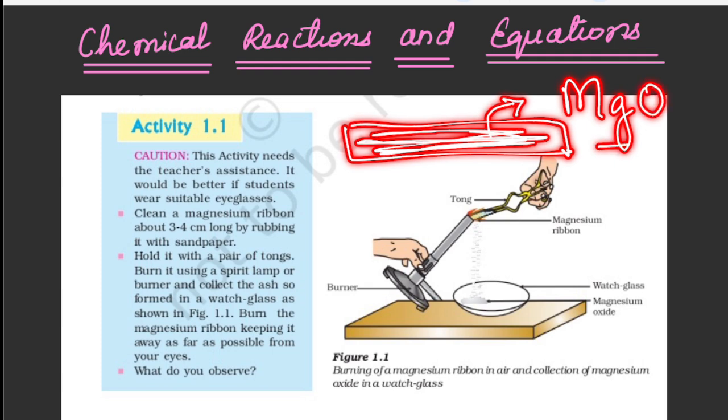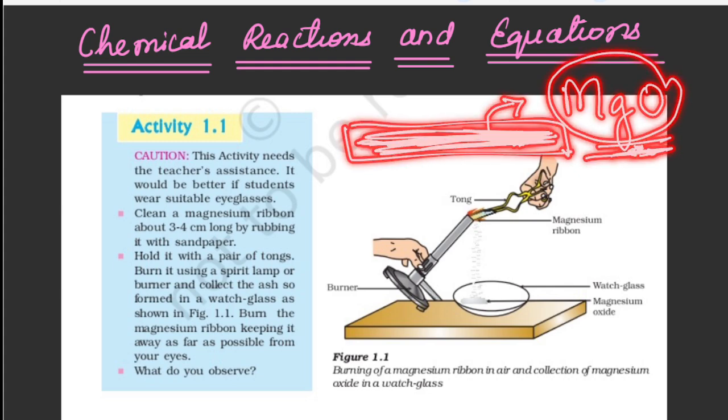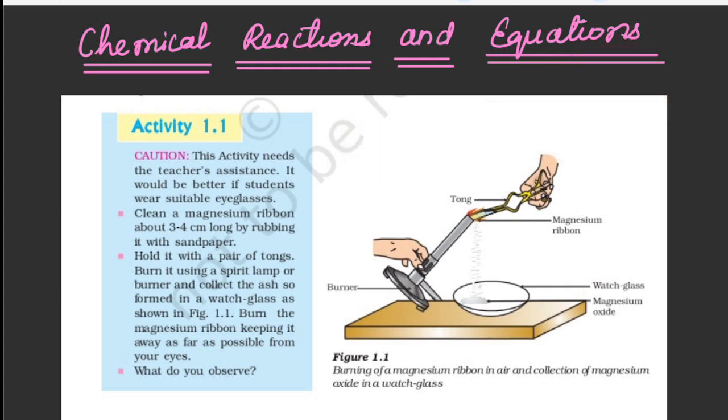MgO is called magnesium oxide. So a layer of magnesium oxide will be there. If a layer of magnesium oxide is present on the magnesium ribbon, then it will not react. Therefore, we have to remove this layer of magnesium oxide. How to remove it? Using sandpaper. So take sandpaper and rub the magnesium ribbon so that the layer of magnesium oxide which is present will be removed. This is the first step we are going to do.